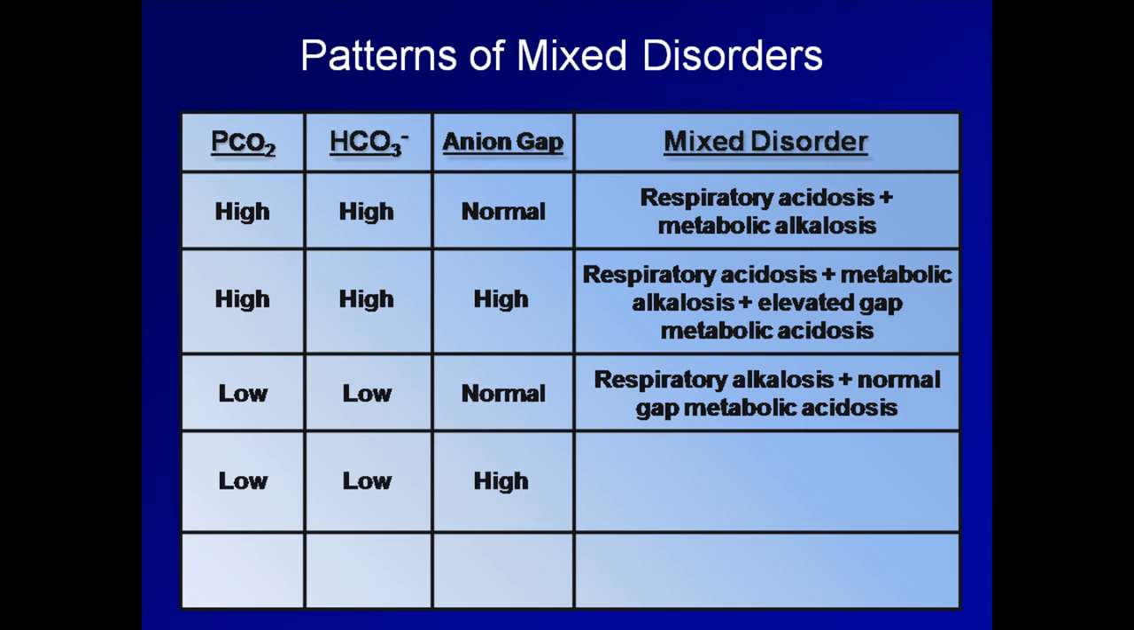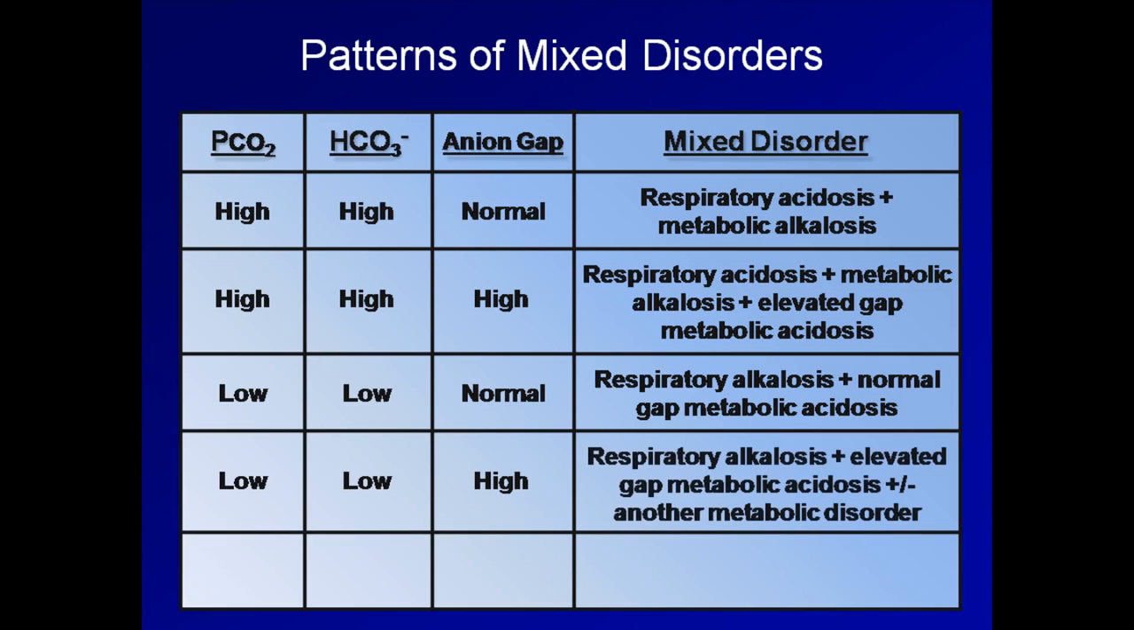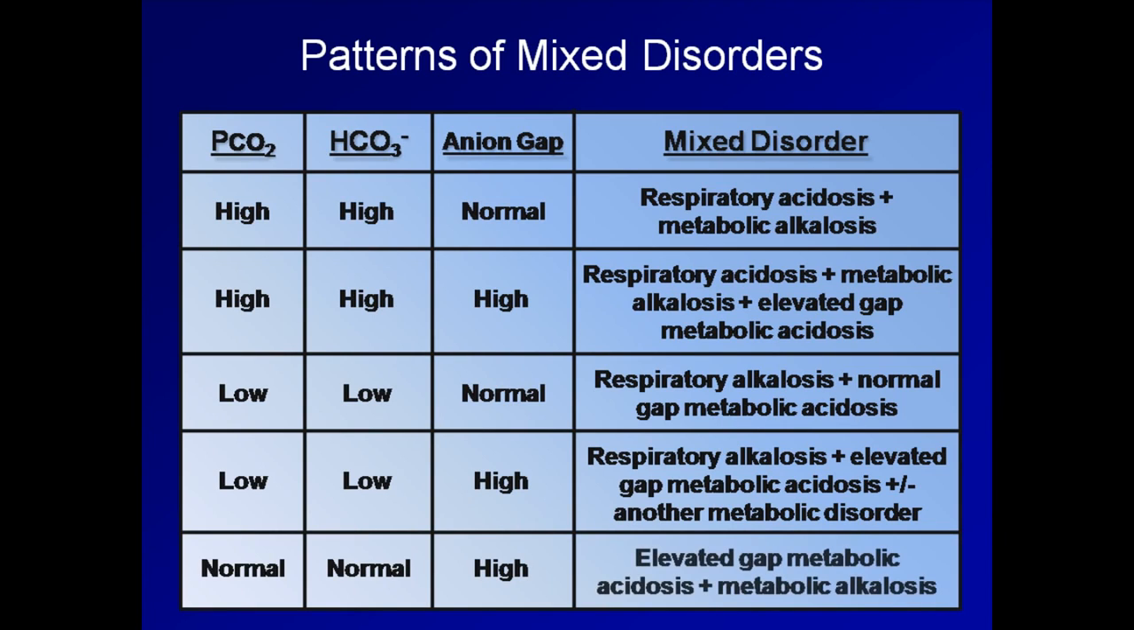If we have the same situation except that the anion gap is high, then the combination is a respiratory alkalosis and an elevated gap metabolic acidosis, plus or minus another metabolic disorder, either an alkalosis or a normal gap acidosis, which we can distinguish from the delta ratio. Finally, if both the PCO2 and bicarb are normal, but the anion gap is high, the patient must have an elevated gap metabolic acidosis and a metabolic alkalosis. There is no other explanation. As I said earlier, I certainly would not expect anyone to memorize this chart, but with time and practice, you will be able to reconstruct it on your own.